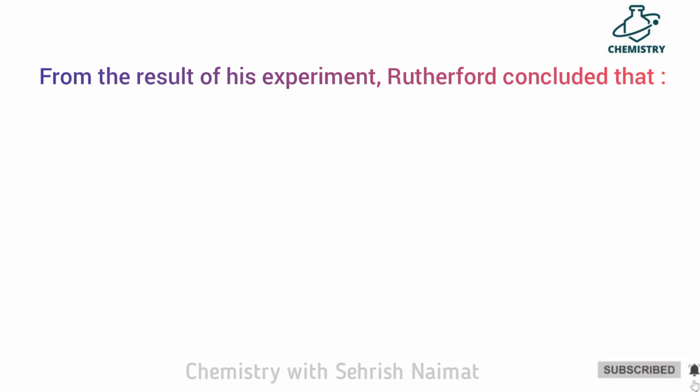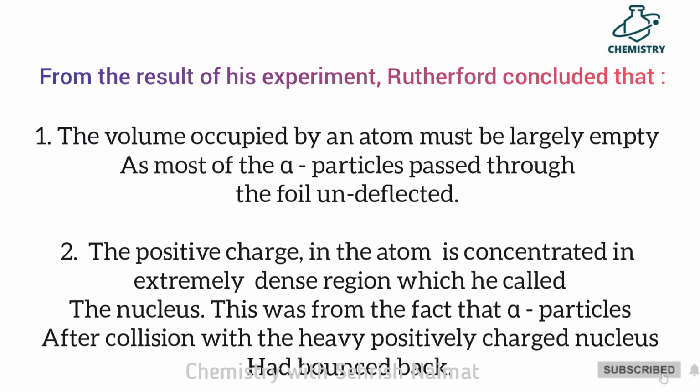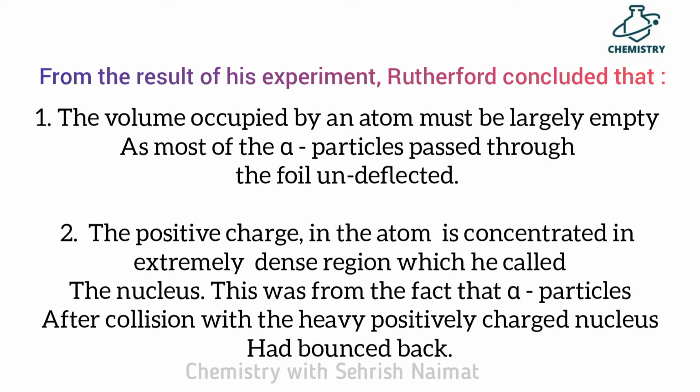Conclusions. From the result of his experiment, Rutherford concluded that the volume occupied by an atom must be largely empty, as most of the alpha particles passed through the foil undeflected. The positive charge in the atom is concentrated in an extremely dense region, which he called the nucleus. This was from the fact that alpha particles, after collision with a heavy positively charged nucleus, had bounced back.